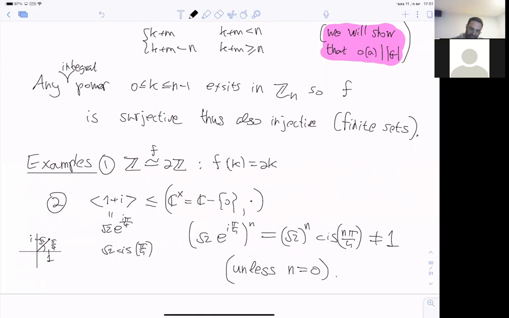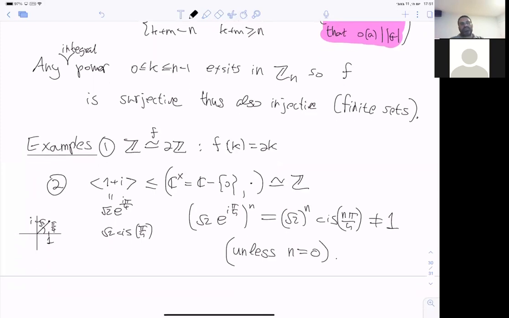So if it's infinite, I can deduce that it is isomorphic to Z. And it's very simple to find the isomorphism. Take the generator of Z to the generator of the other group, or in other words, f(k) will be the power k. That's all.